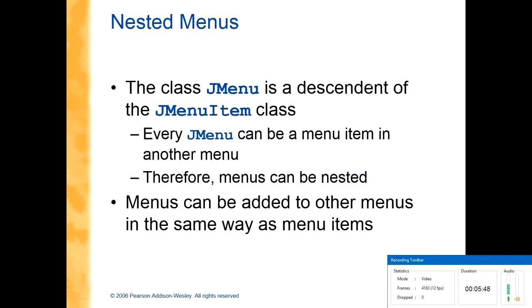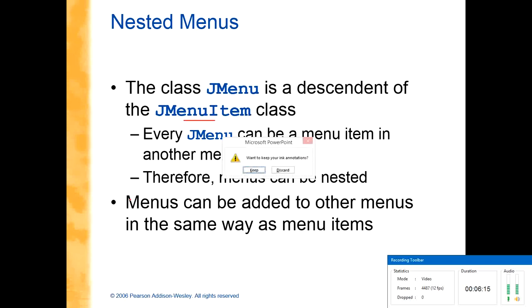Alright, moving ahead. Nested menus, you can have nested menus also. I will give an example of nested menus in the PowerPoint. The class JMenu is a descendant of JMenuItem. Every JMenu can be a menu item in another menu. So menus can be nested. Menus can be added to other menus in the same way as menu items.